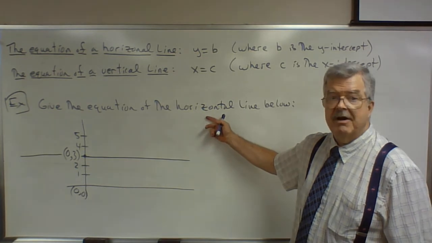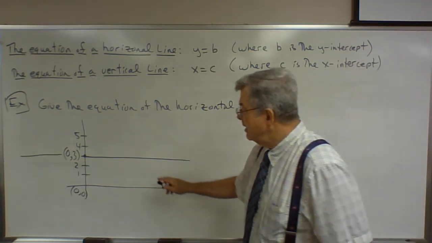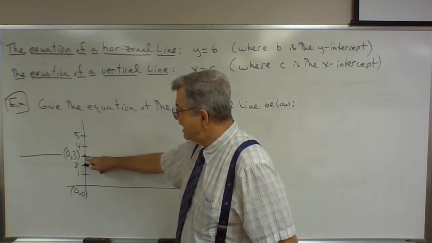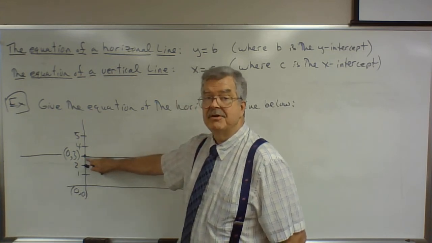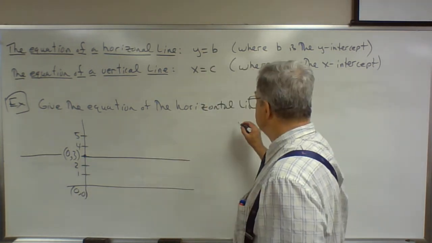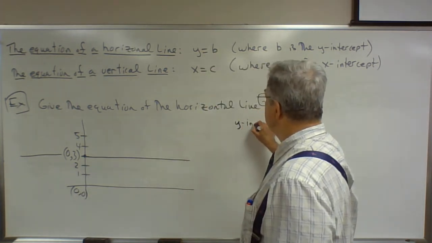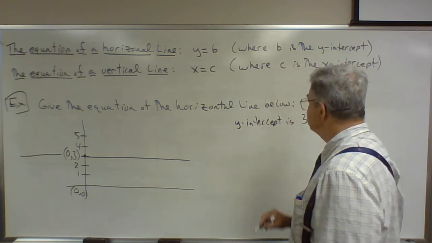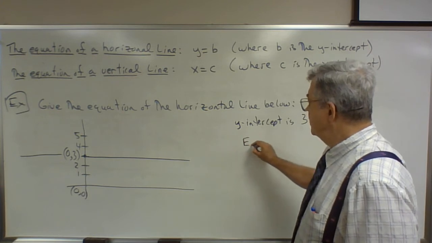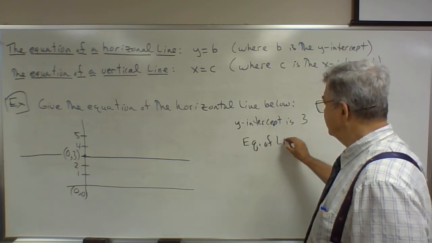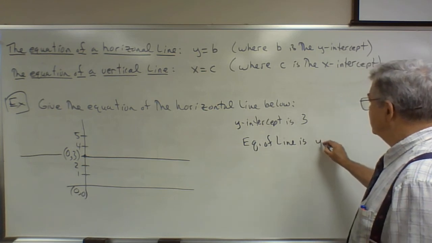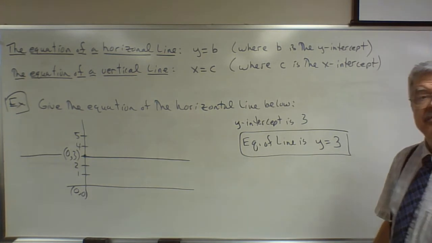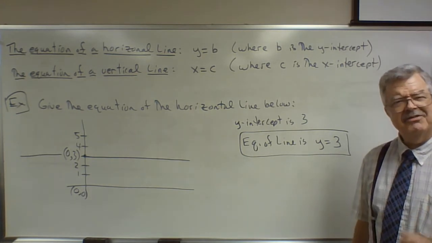Give the equation of the horizontal line below. Okay, where does this horizontal line cross the y-axis? At the point (0, 3). The y-intercept is 3. The equation of the line is y equals 3.